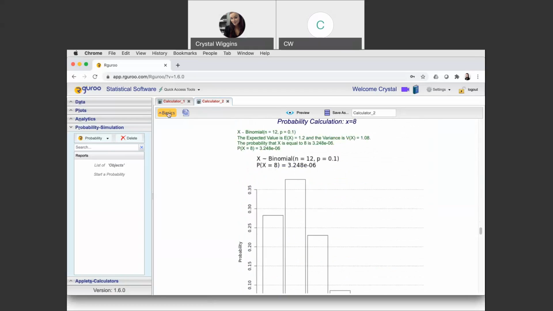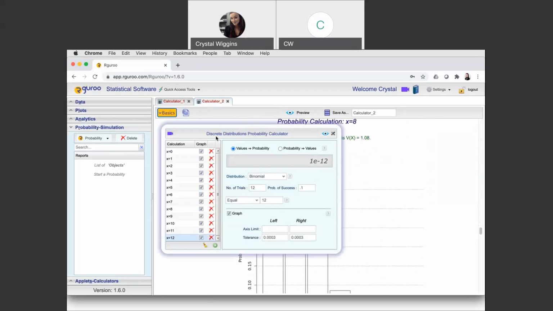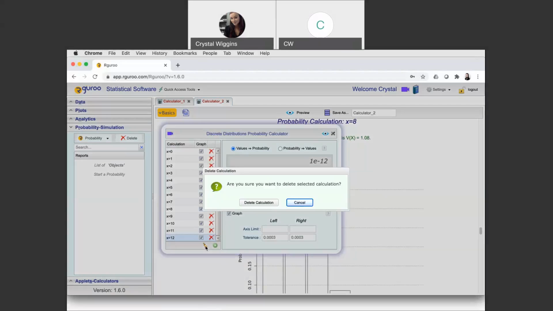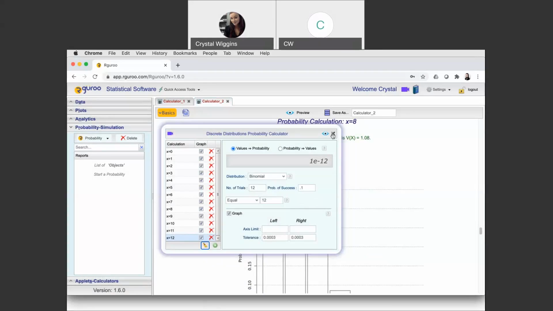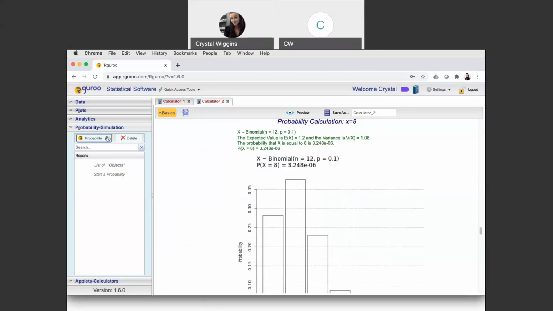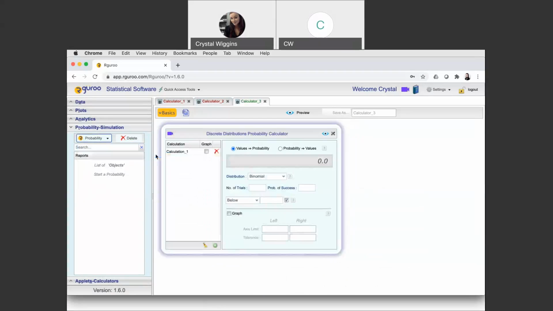Or I can go back to my basic calculator and clear this out because I want a new one. Let me actually just start a new calculator. So I'm going to go back to a calculator, discrete. I am going to say that there are 12 trials with the probability of success still at 10%. Now, to translate at least one, I'm going to ask what is the probability that it is above? And above is strictly greater than, so I have to say above 0 in order for it to include 1 through 12, but not 0.